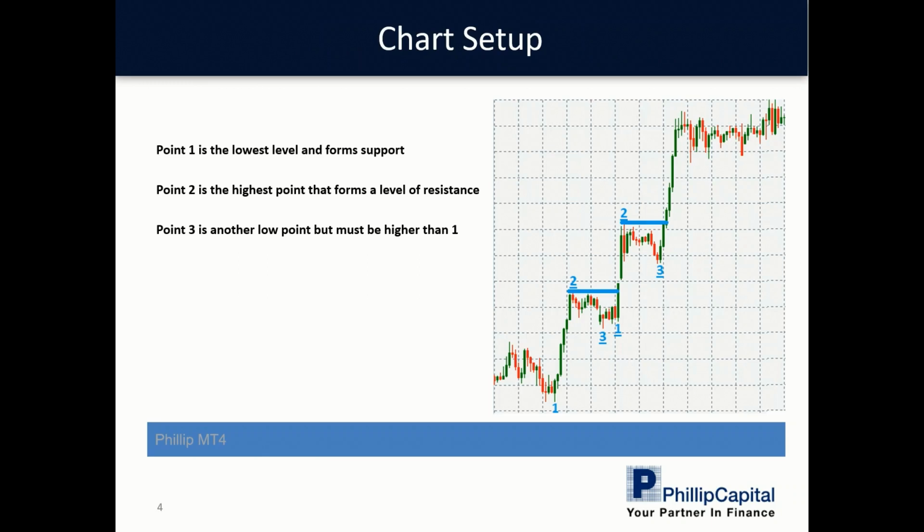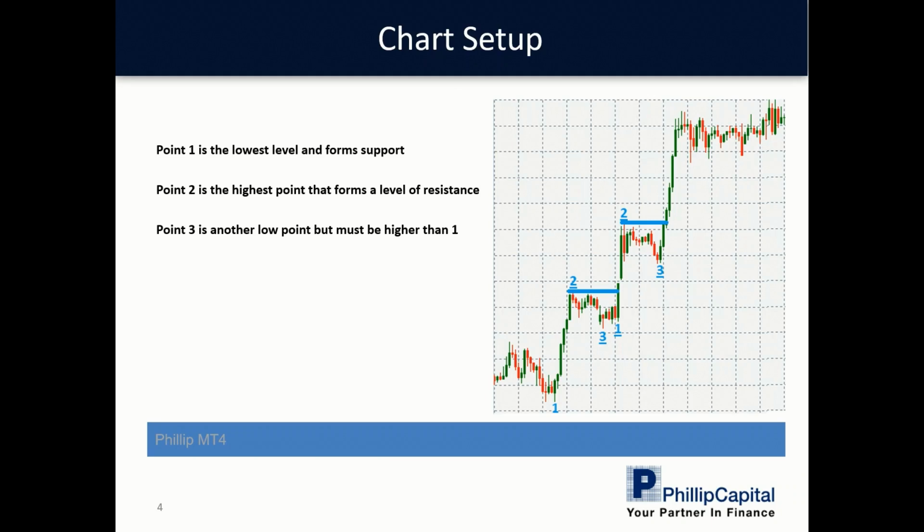So we can see here on an actual chart, this is a chart of the Australian dollar versus the US. We can see at point 1, this is the lowest level on this pattern and it forms support. Point 2 is the highest level and it forms resistance. And then what would happen is we have the price action pull back down off that resistance into point 3, which is another low level but higher than level 1. So this suggests that even though there's been some selling, the buyers have taken control and the momentum is about to switch to the upside.